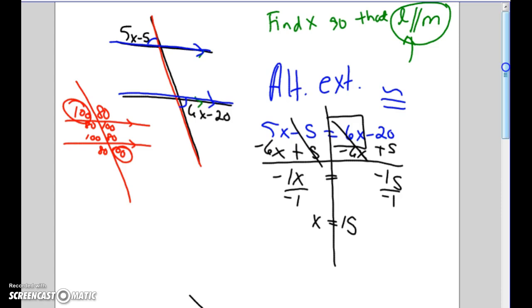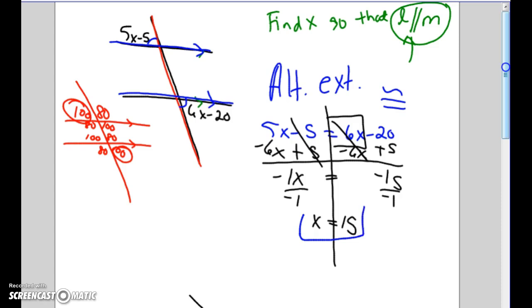No. What do you mean, no? Oh, yes, it says find x. Do I have to plug it back in or not? No, it just says find x. Okay, so I don't have to plug it back in. Now, I'm going to plug it back in because I want you to see something.